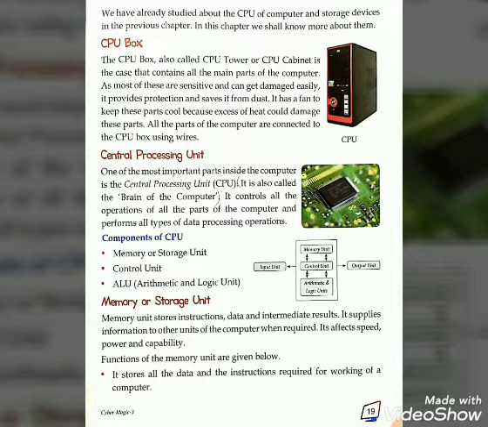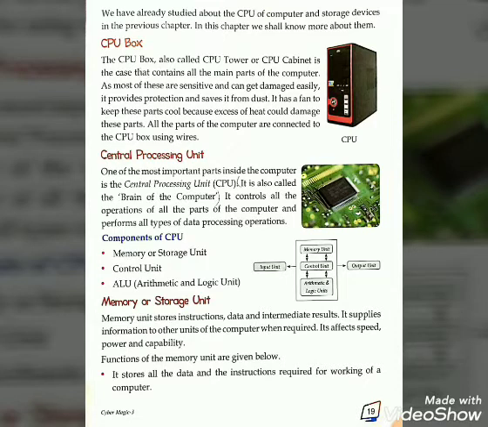Now we are going to discuss the central processing unit, that is CPU. So let's start. One of the most important parts inside the computer is the central processing unit, that is CPU. Don't get confused about what CPU is. The full form of CPU is central processing unit, and it is also called the brain of the computer. It controls all the operations of all the parts of the computer and performs all types of data processing operations.